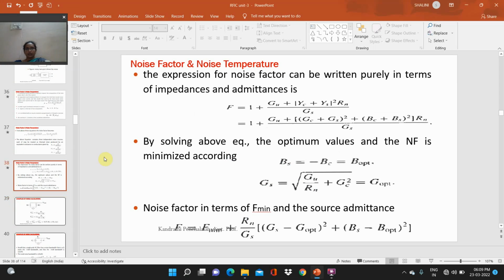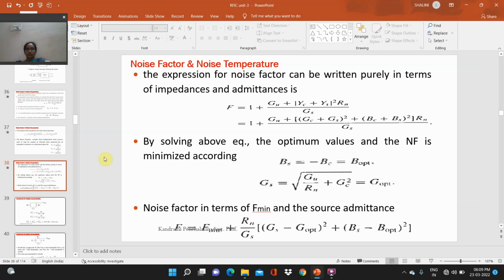The noise factor and noise temperature. The expression for noise factor can be written purely in terms of impedances and admittances as F is equal to 1 plus |Y_c plus Y_s| square into R_n by G_s, which is equal to 1 plus G_n plus (G_c plus G_s) whole square plus (B_c plus B_s) whole square into R_n by G_s.